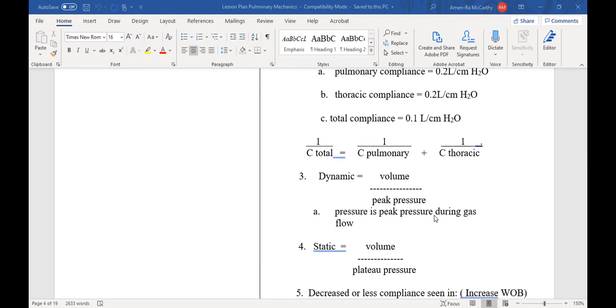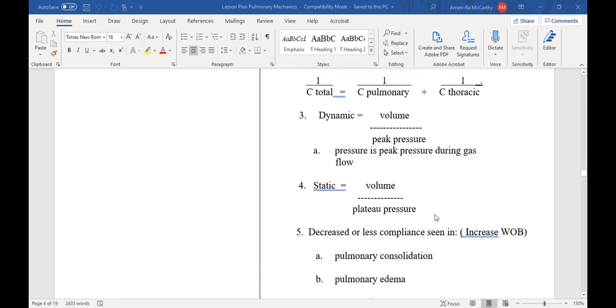Also known as peak inspiratory pressure, PIP, which you'll learn more about when you get to ventilators. Static compliance is volume over plateau pressure. Now, plateau pressure is when the breath levels off. So this will be a plateau.